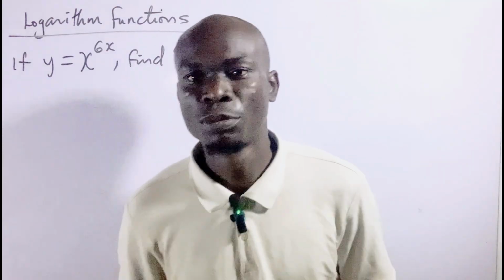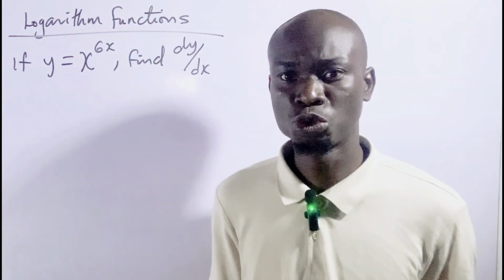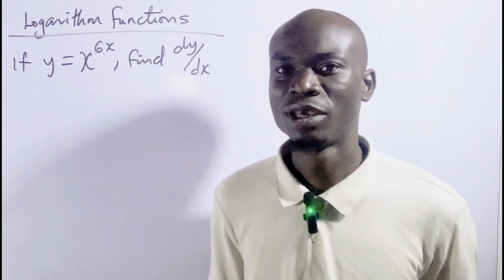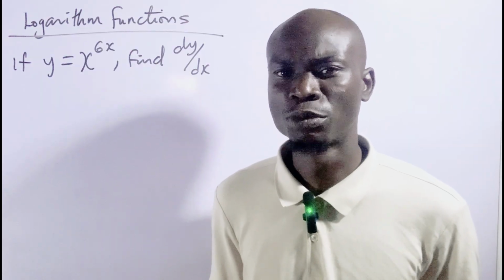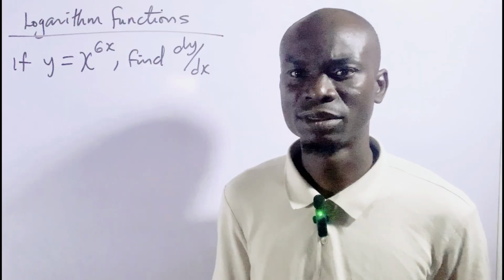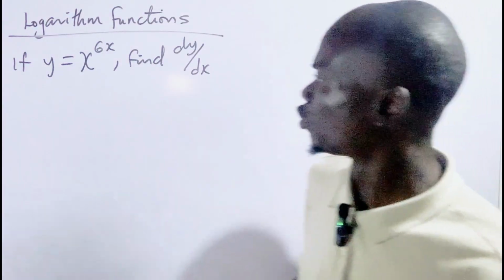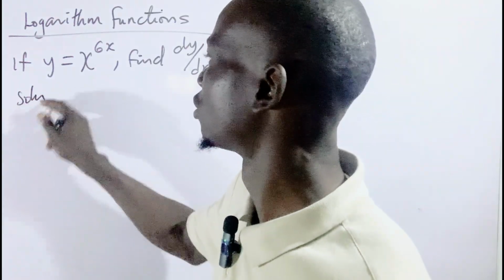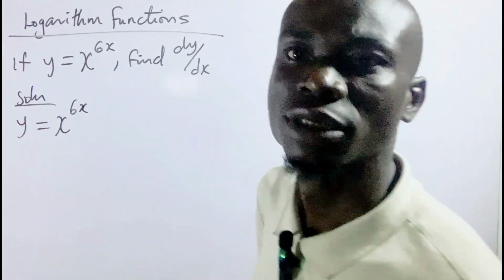Problems on logarithm functions are usually centered around the power rule where the power is not constant. They are indices, but the power is a variable. When we see a problem like that, we can always apply this procedure of logarithm differentiation. If you look at this question, they say we should find dy/dx, given that y is equal to x raised to power 6x.